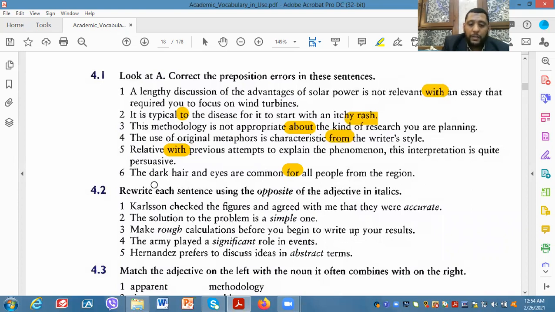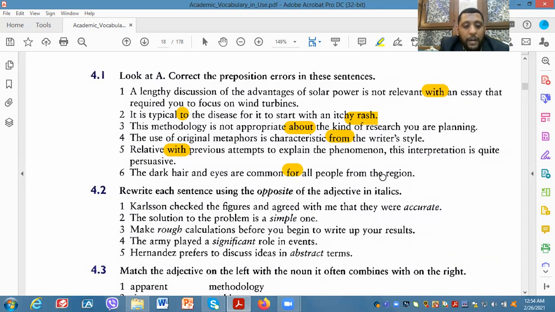So by correcting this sentence, it becomes: the dark hair and eyes are common to all people from the region. Common to, not common for. Okay, the dark hair and eyes are common to all people from the region.